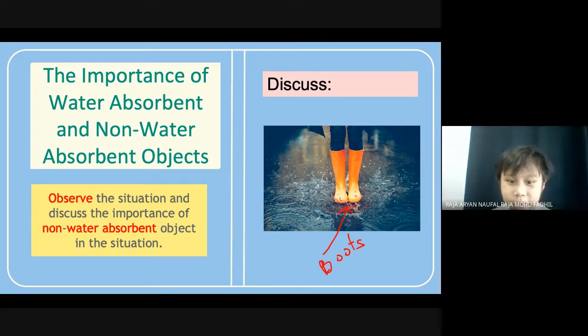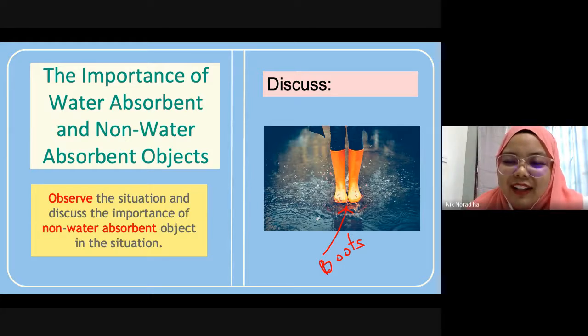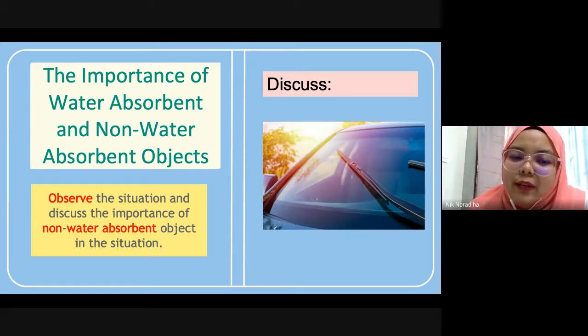The boots must be non-water absorbent. If they absorb water, later our shoes and our pants will get wet. Yes, your feet will get wet as well, right? For boots, we have many kinds. Some people use boots for fashion, just to look good. But the ones I'm showing you are boots to protect your feet and your shoes from getting wet. So they are made from non-water-absorbent material. Right? Okay, so next one.